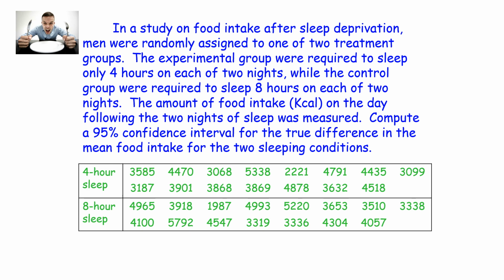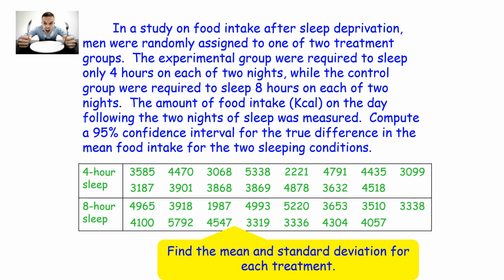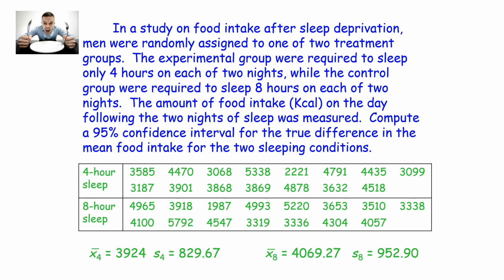So we're going to compute a 95% confidence interval for the true difference in the mean food intake for the two sleeping conditions. Here we see our data, and we want to find the mean and standard deviation for each treatment. Doing so, we see that we have an x bar sub 4 for 4 hours of sleep of 3,924 and an s sub 4 of 829.67. We have an x bar sub 8 for our 8 hours of sleep of 4,069.27 and our s sub 8 as 952.90.